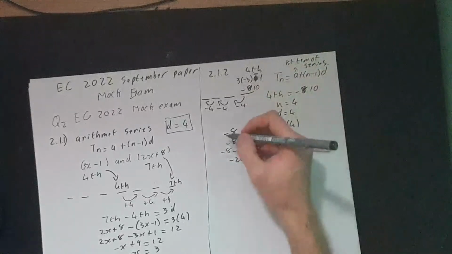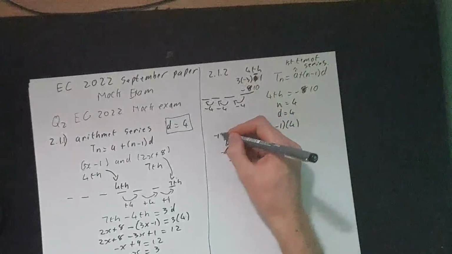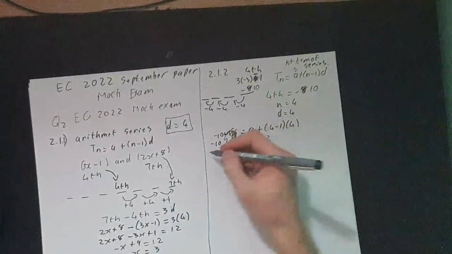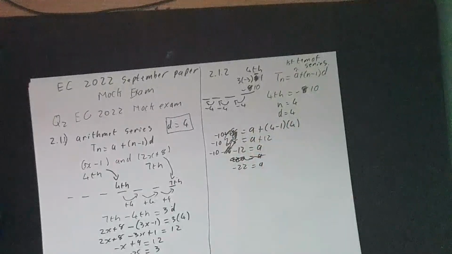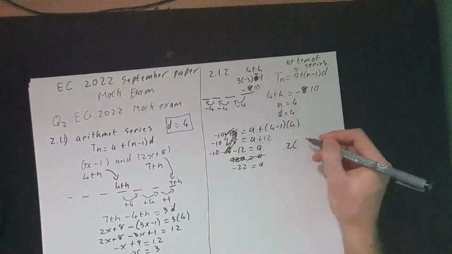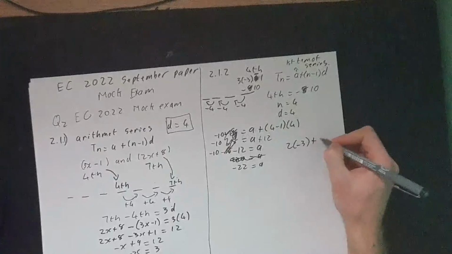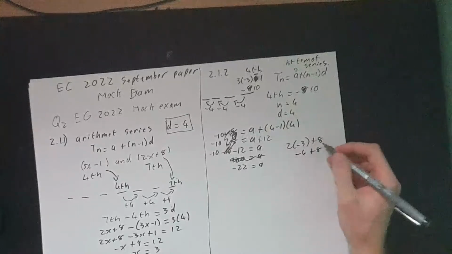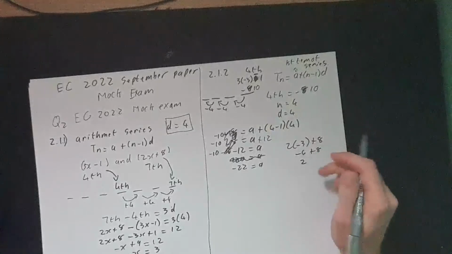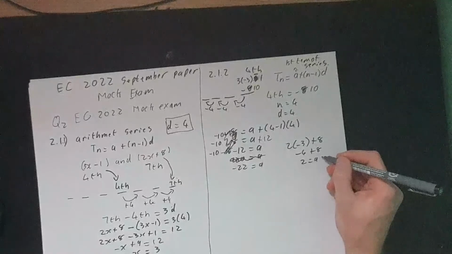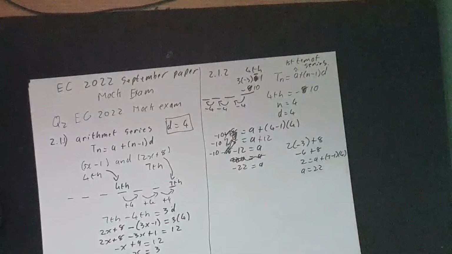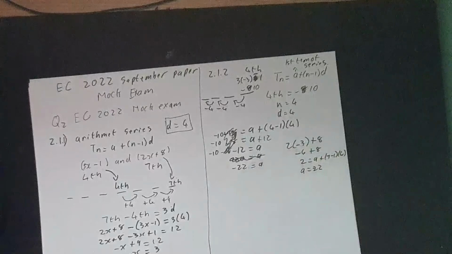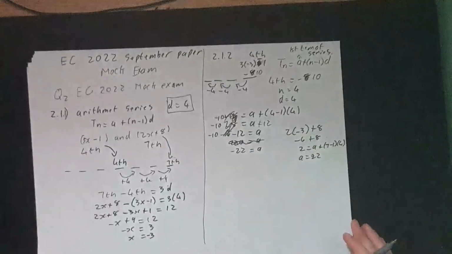So then this here is minus 10, so this becomes minus 22 equals A. You could have done it with the seventh term as well. If you calculate the seventh term, it would have been 2 times x, which is minus 3, plus 8. So that's minus 6 plus 8, which gives you 2. And then if you say 2 equals A plus 7 minus 1 times 4, you'll end up with A equals minus 22 as well. So you can go check that one if you think my maths is crazy.